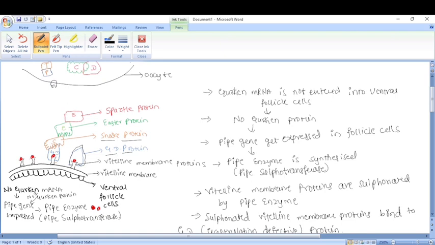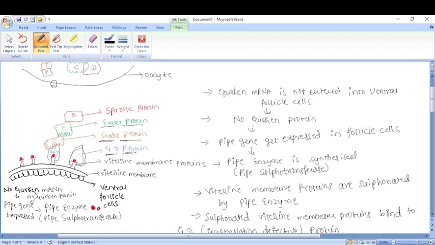Firstly, what happened? The pipe enzyme will sulfonate the vitelline membrane proteins, and sulfonated vitelline membrane proteins will bind to GD protein, that is gastrulation defective protein. These two, the GD protein and sulfonated vitelline membrane proteins, will bind to the next protein, the snake protein, and this snake protein will be cleaved by this complex and becomes active. Later, activated snake protein will bind to another protein, that is the Easter protein.